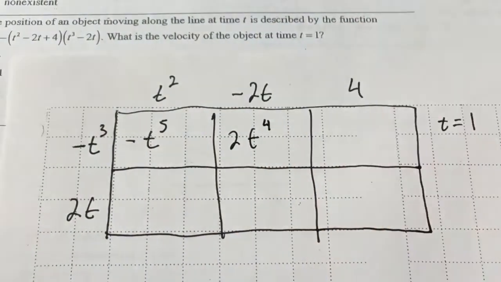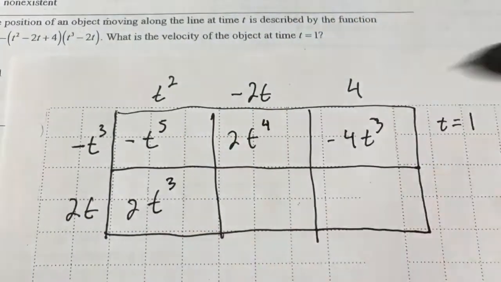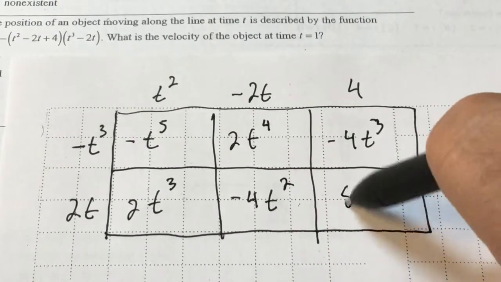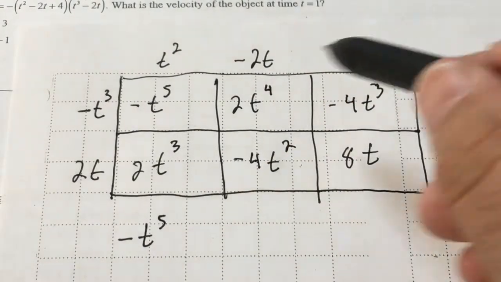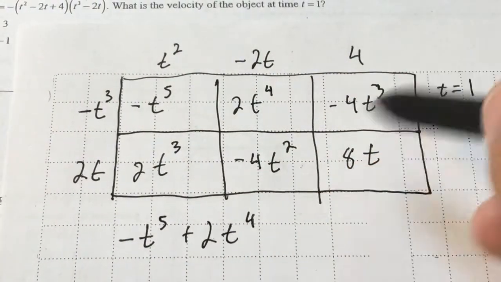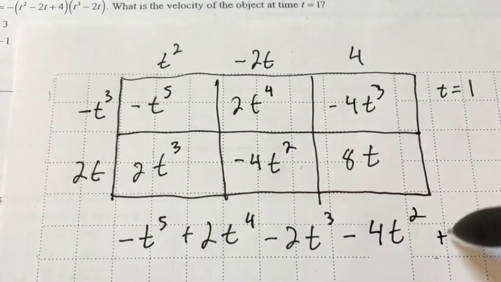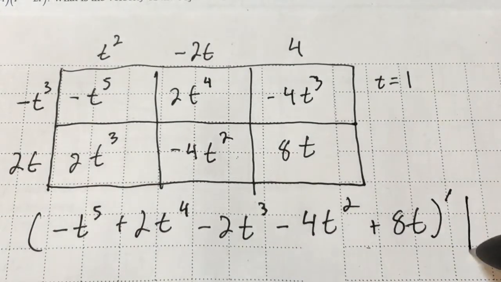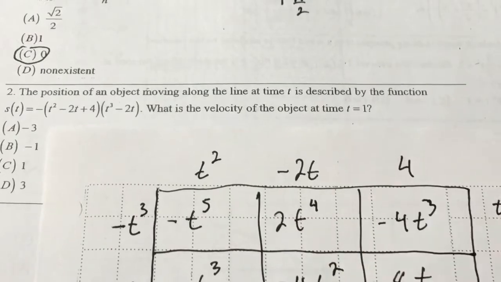2t to the 4th, negative 4t cubed, 2t cubed, they will combine, negative 4t squared, and 8t. When I combine my terms, that's going to give me negative t to the 5th plus 2t to the 4th, minus 2t cubed, minus 4t squared, plus 8t, and I'm going to take the derivative of this, evaluated at t equals 1. Position, what is the velocity?